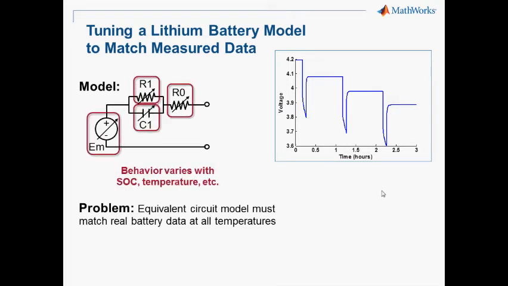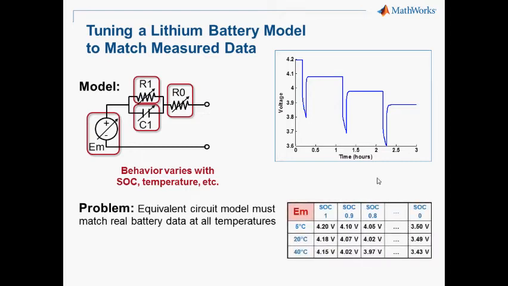We have several elements in this circuit, and their behavior is not constant. In fact, they vary dramatically based on the operating conditions and the states of the battery. One way to handle this behavior is to define these parameters using lookup tables, such as this one for EM, the open circuit voltage, versus state of charge and temperature.